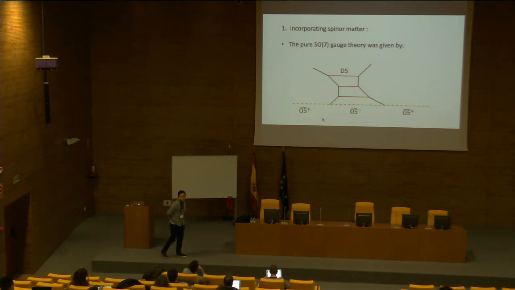So let's see these two steps one by one. First, let's try to introduce a spinor matter in SO(7) gauge theory. This was the web diagram for the pure SO(7) gauge theory. So we have 3 color D5 lines on top of one O5~- plane.